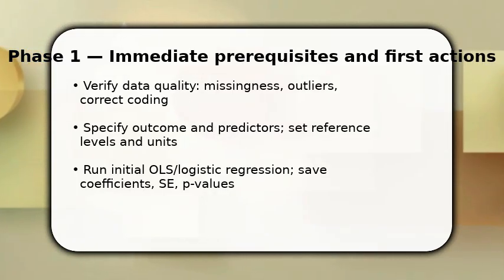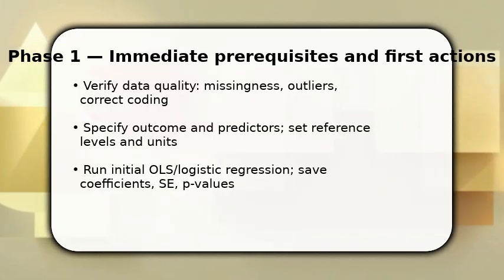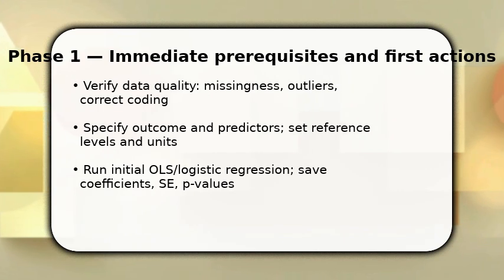Then run the first regression, OLS or logistic depending on the outcome, and immediately save coefficients, standard errors, p-values, and global fit metrics like R2 or pseudo-R2. Once done, create a clean results table file so you can iterate without rerunning raw preprocessing steps.